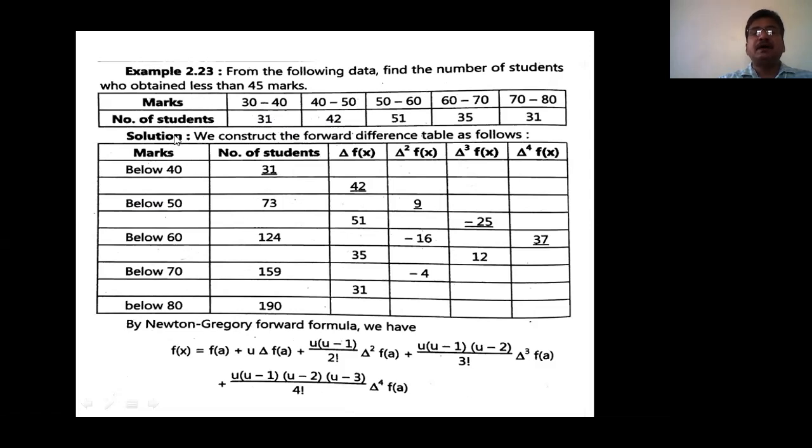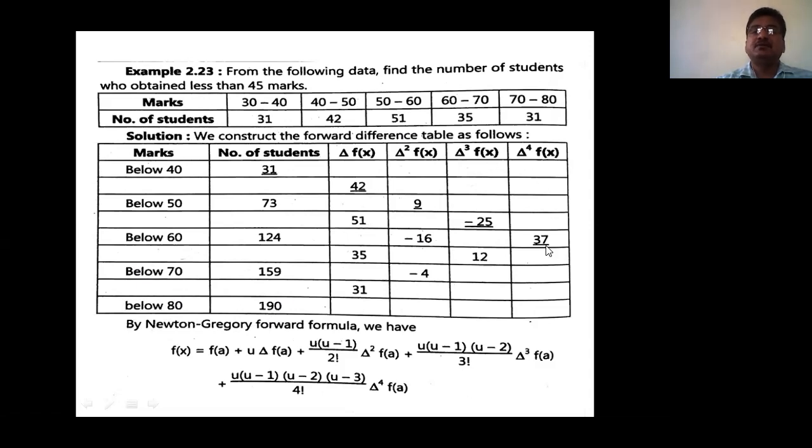Then marks below 60. So how many students obtain marks below 60? 31 plus 42 plus 51 is 124. Then marks below 70 are 31 plus 42 plus 51 plus 35 at this place. And then the number of students who obtain marks below 80 are what? The addition of all these numbers, that is 190. And then find the remaining columns, that is delta fx, delta square fx, delta cube fx, delta raised to 4 fx.